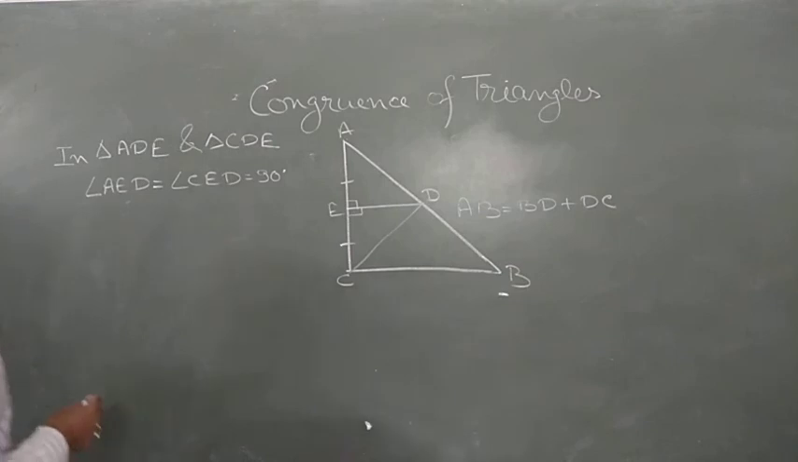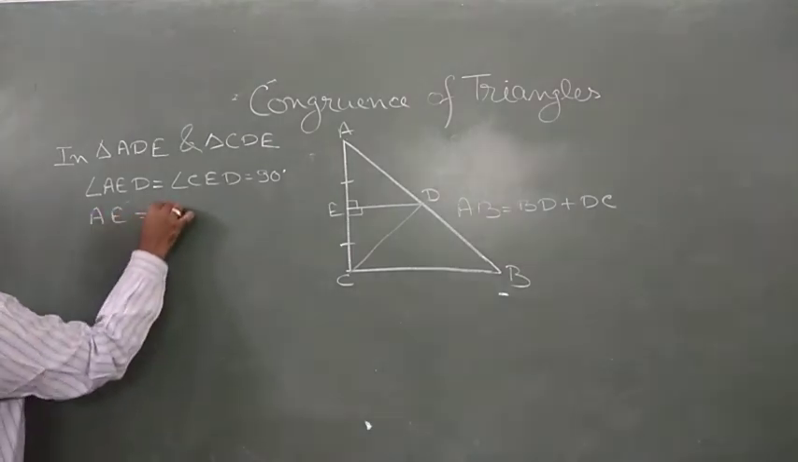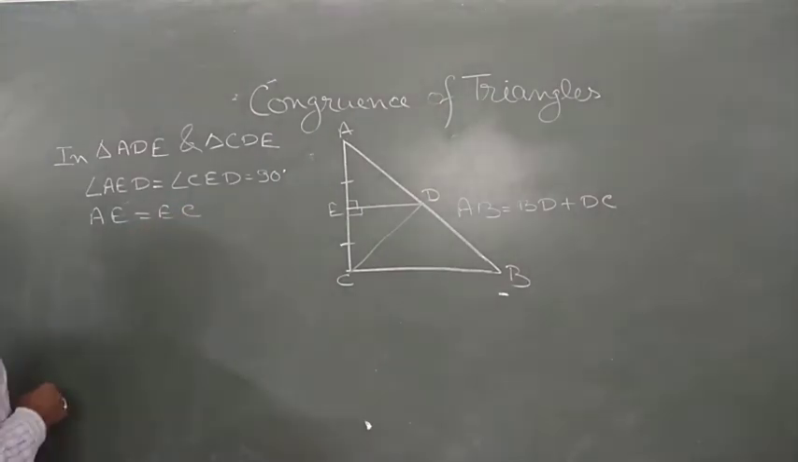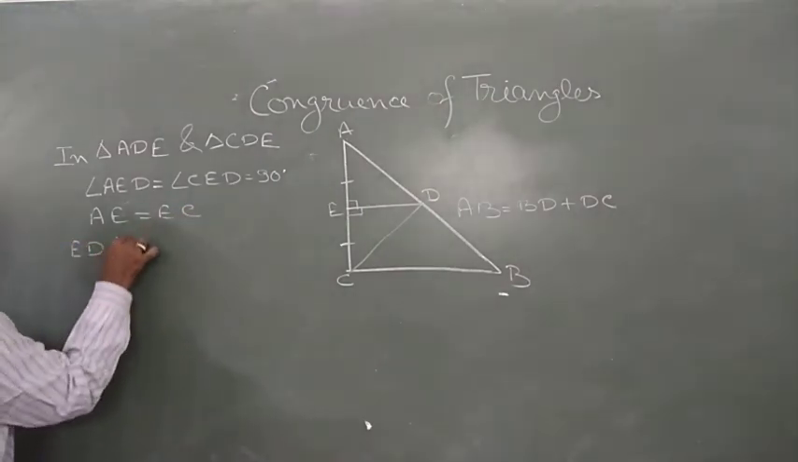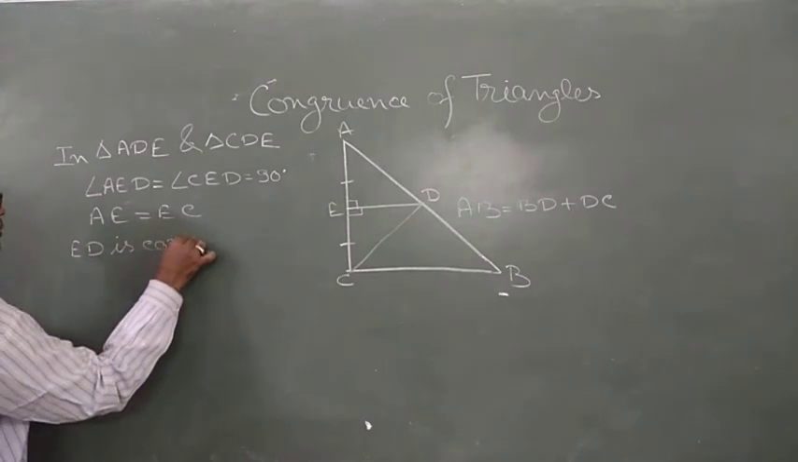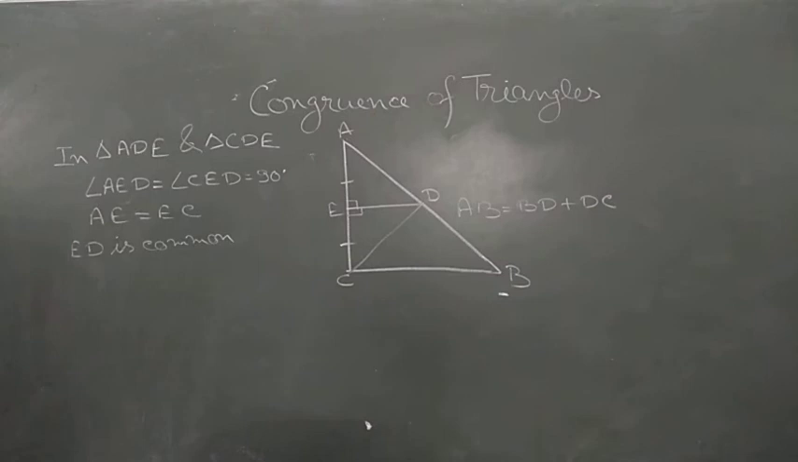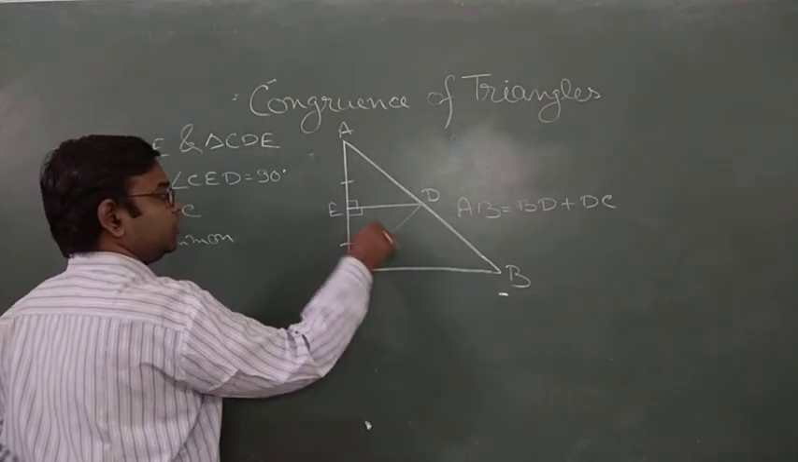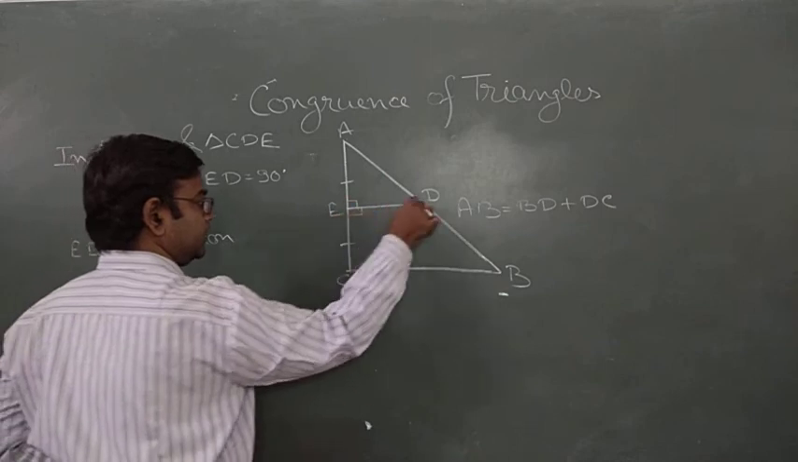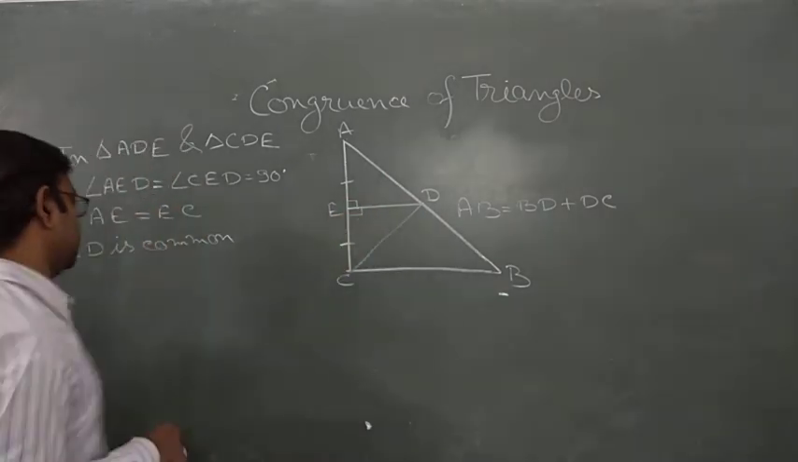Then again it is given to us that AE equals EC. ED is common. Remember student, though it is a right angle, we are not going to use the RHS property because the hypotenuses are not equal. Only these two sides are given, and this side is given, this angle is given. So we are using the side angle side property in this case.